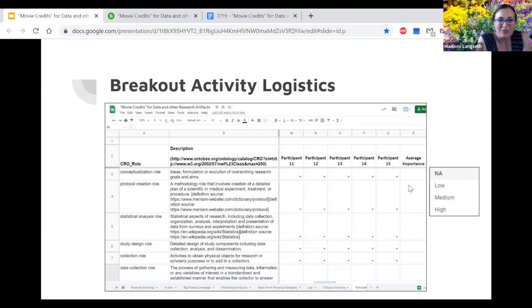I also want to say, remember our assumptions. When considering the importance of the role, we're assuming that the person in the role was part of the project team and performed the role specifically for this project or this particular data product. There's a tab in the Google Sheets document as well with instructions to remind you of what we're doing, basically just written out what I just explained.